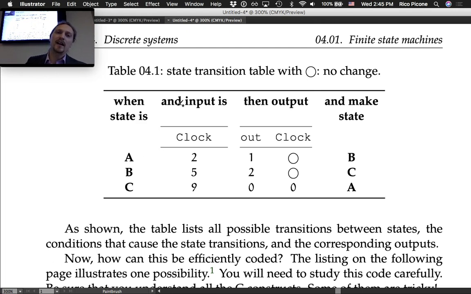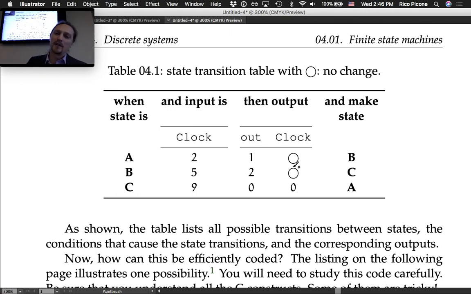So when state is A and the clock is 2, then output 1, and you don't have to do anything to the clock. So this circle means no change. Don't change the clock. Leave the clock as it is. Of course, in the table, the clock is something, and sometimes we can describe that in the table, and that would be useful. But it's inefficient to redefine it. We're going to use this table to write an algorithm. We wouldn't want to state something that we don't need to change.